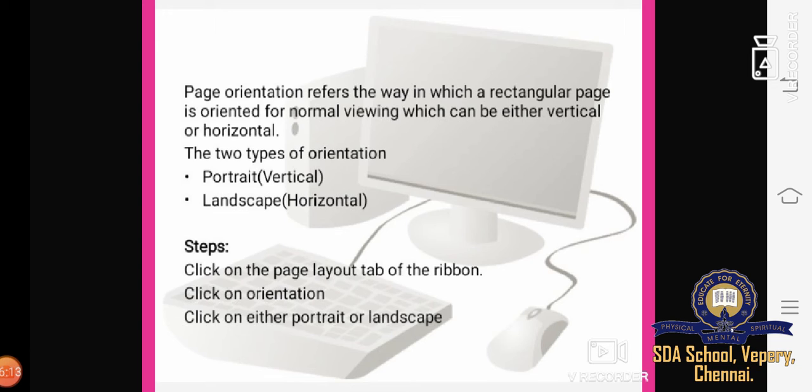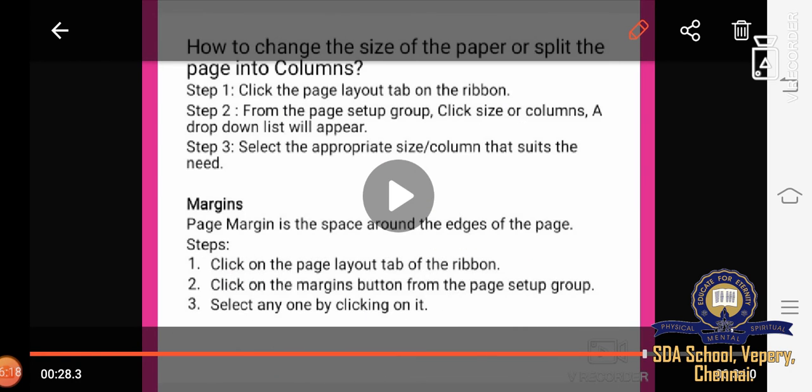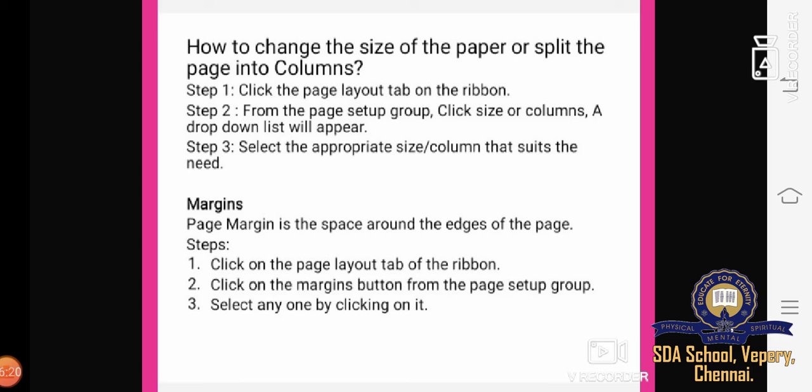So now, how to change the size? Now we are going to study how to change the size of the paper or split the page into columns. How will you do that? Very easy. We need to follow the steps. When you follow the steps, automatically your paper splits the page into columns.